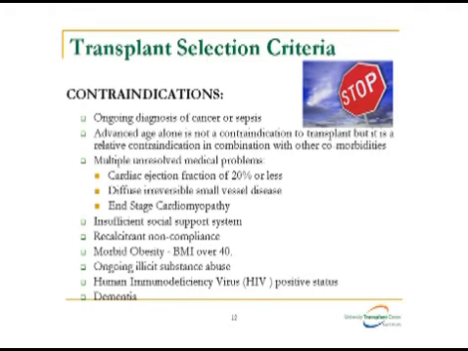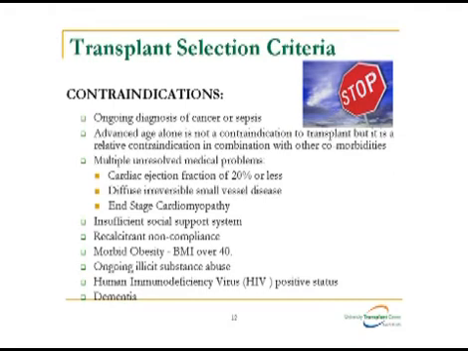Multiple unresolved medical problems, as I just mentioned, to include cardiac ejection fraction of less than 20%. A diffuse irreversible small vessel disease. It's important to understand that the newly transplanted kidney is placed in the lower abdomen on the front of the body. And it's important that we have a good blood supply to that new kidney to maintain the life of that kidney. If you have small vessel disease, you do not have a good blood supply to that lower part of the body, and therefore there's the potential for that kidney dying.